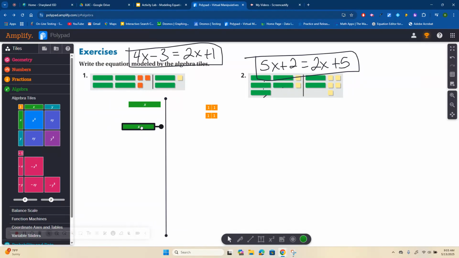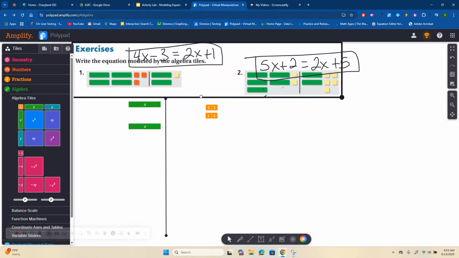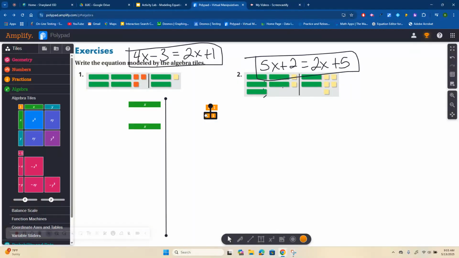So each x gets how many ones? I keep moving this guy. I don't want to do that. Here we go. I'll do it this way. And x equals 2.